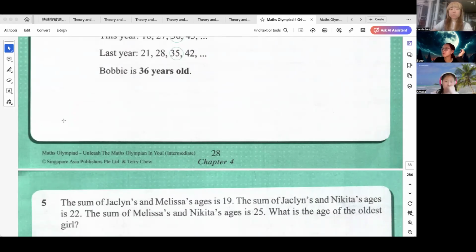Number 5. Amelia, you read the question. The sum of Jacqueline's and Melissa's ages is 19. The sum of Jacqueline's and Nikita's ages is 22. The sum of Melissa's and Nikita's ages is 25. What is the age of the oldest girl?